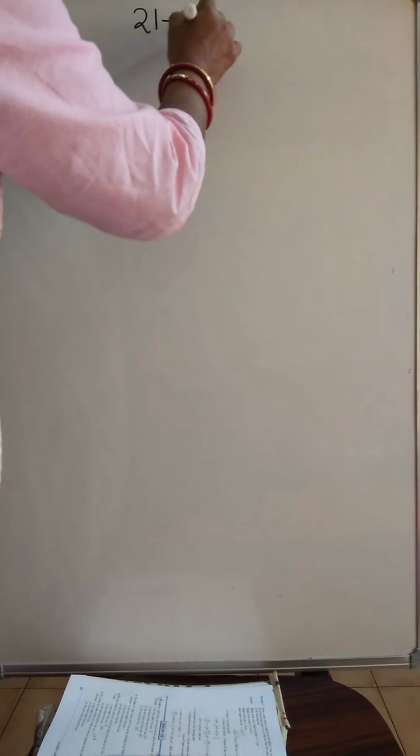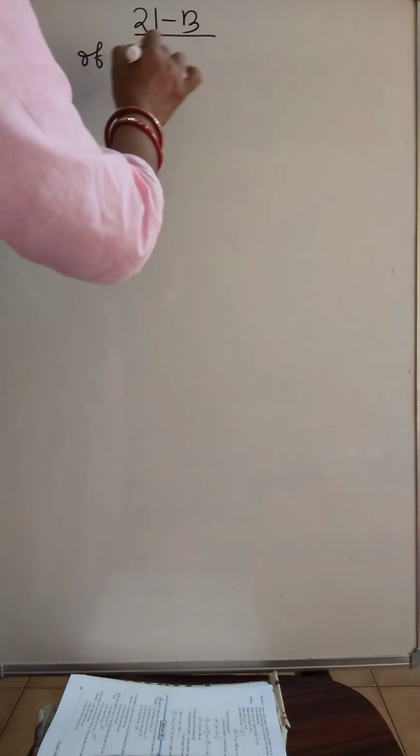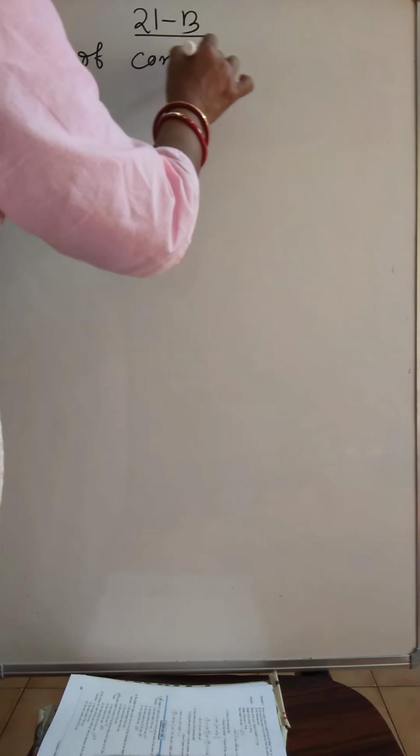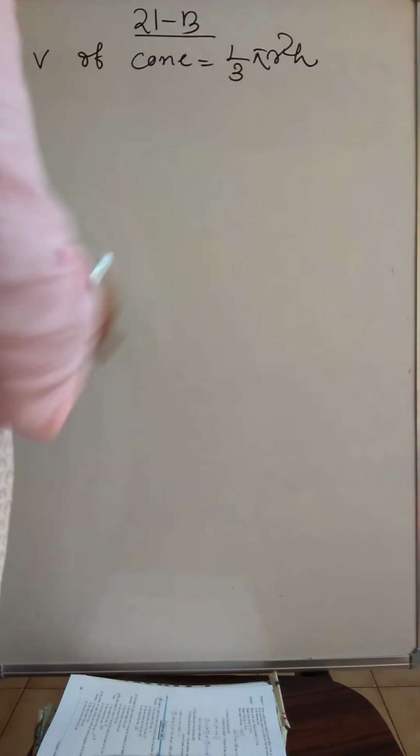ICSE Maths exercise 21B, cone. So let us start with the first formula. 21B. Volume of cone is 1 by 3 pi r square h.